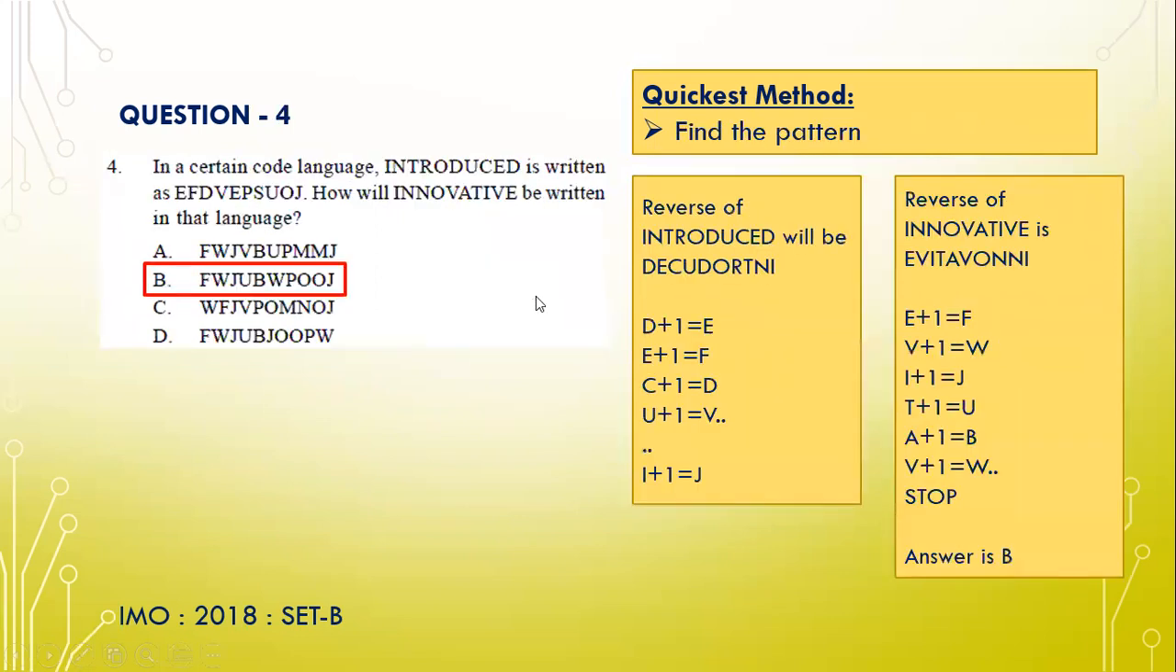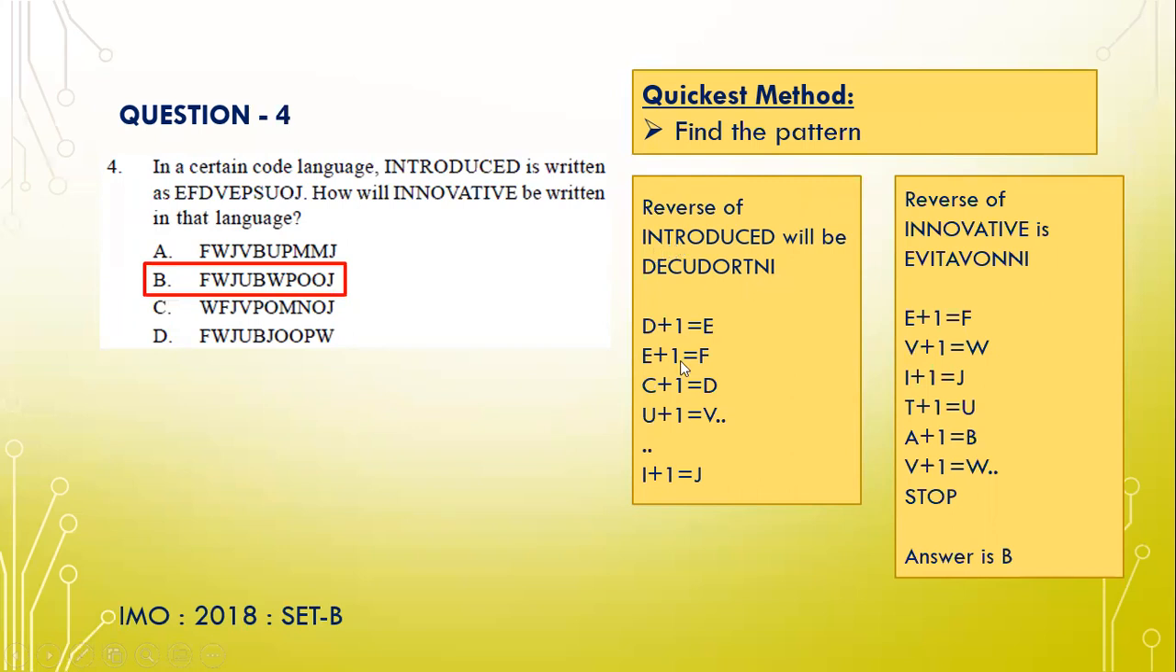Okay, next one. In a certain code language, INTRODUCED is written as E, F, D, V, E, P, S, U, O, J. How will INNOVATIVE be written in that language? So reverse of introduced. What is the reverse of introduced? So it will be D, E, C, U, D, O, R, T, N, I.